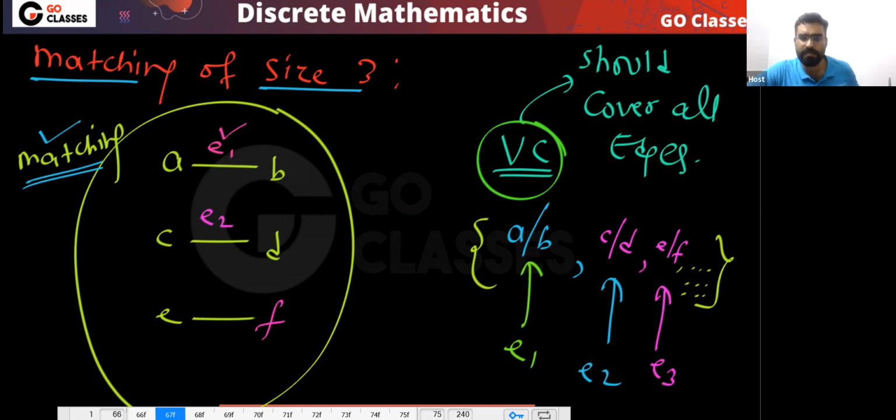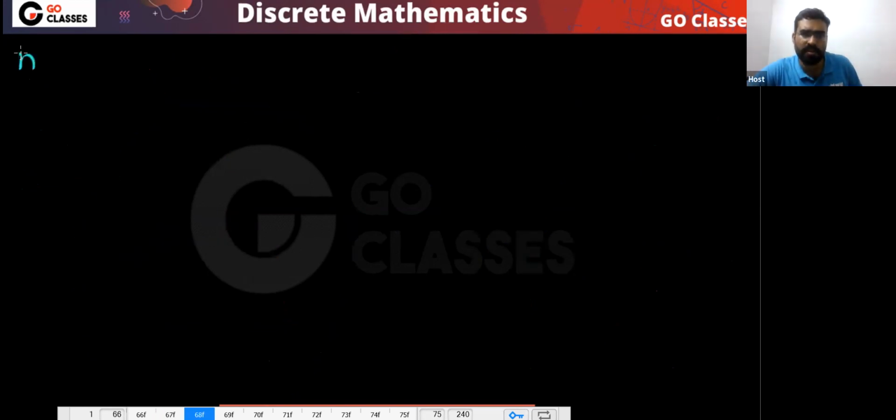Is this proof clear? If you have a matching of size 3, then definitely your vertex cover should have size at least 3. Whatever vertex cover you take, it should have size at least 3. It can be more, but at least size 3 must be there. Is this clear?